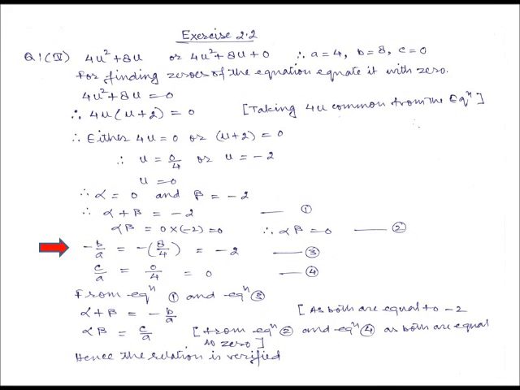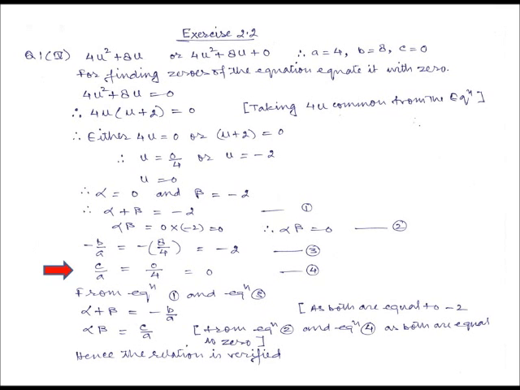Now taking coefficients of the equation, minus b upon a is equal to minus 8 upon 4. That is equal to minus 2. This is equation number 3. On dividing coefficient c with a, we get c upon a is equal to 0 upon 4. That is equal to 0. This is equation number 4.